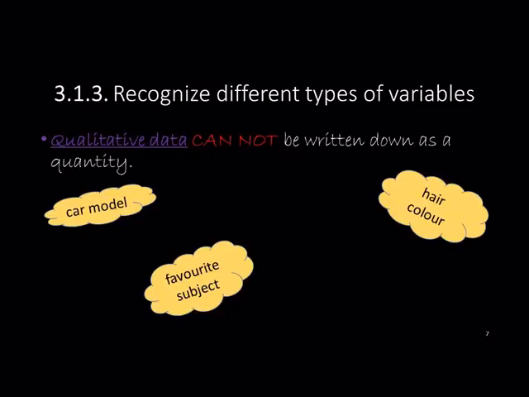Qualitative data cannot be written down as a quantity. Car model, favourite subject and hair colour. Car model could be a name or a number or a combination of letters and numbers. Favourite subject, maths obviously, is a word. And hair colour, blonde, black, brown, grey, pink, all different descriptors.